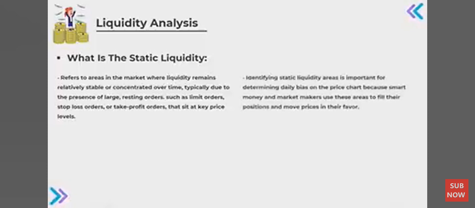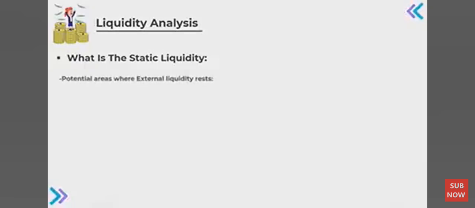Identifying static liquidity areas is important for determining daily bias on the price chart, because smart money and market makers use these areas to fill their positions and move prices in their favor. By including static liquidity areas in your daily analysis, you can avoid getting trapped. There are many types of static liquidity, but to simplify the concept and create a clear roadmap for daily bias, let's focus on the most practical and main ones.